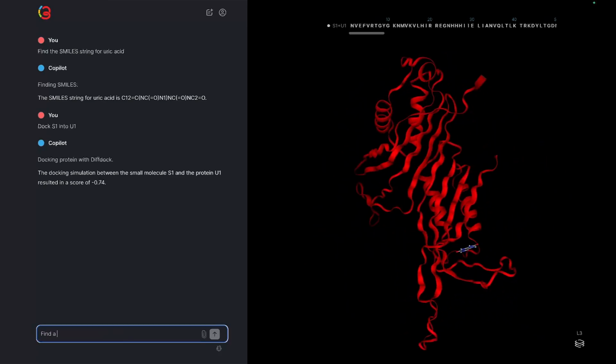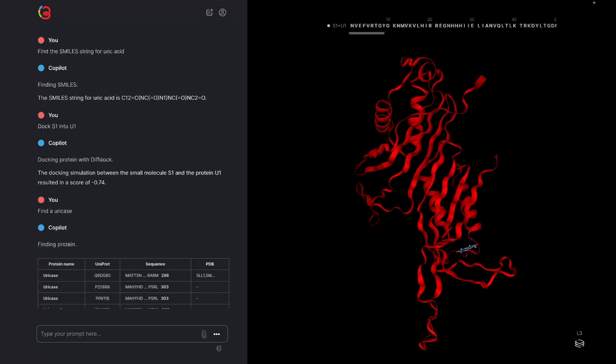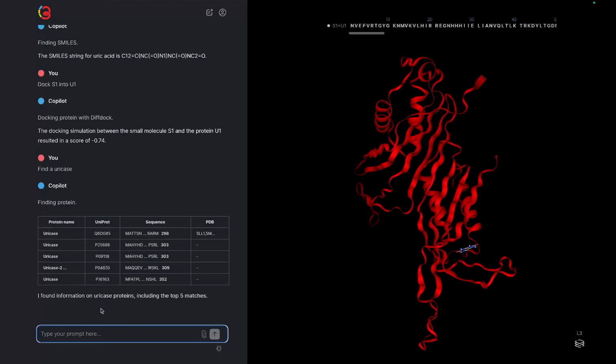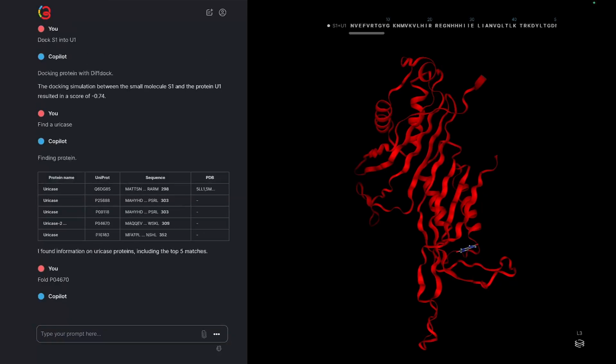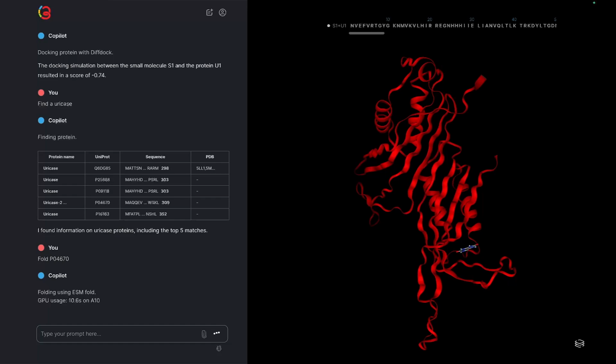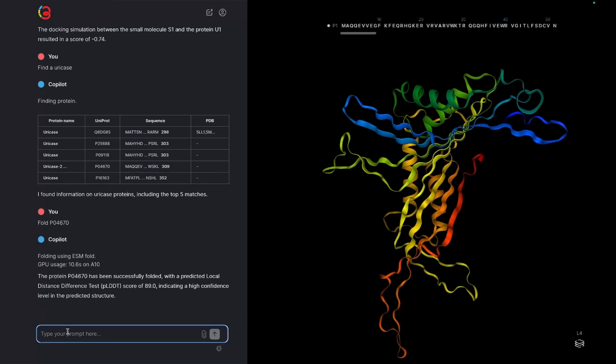This time, let's use the built-in search to look for a uricase protein from the UniProt database. We can then get the structure prediction by asking Copilot to fold the UniProt ID P04670. Remember that we have to do this because DiffDock requires a PDB as part of the input.